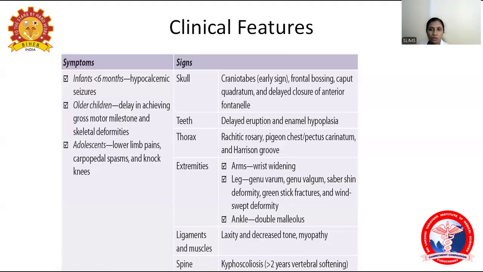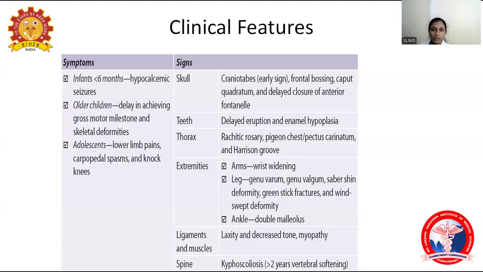The head looks like it has four corners, and there is delayed closure of the anterior fontanelle. That is a very important sign which we look for in all infants who come to us for follow-ups. We see whether the AF, which usually closes at 16 to 18 months, is big or small, and whether it appears to be closing. Teeth: there is delayed teeth eruption, and for those who come, there will be enamel hypoplasia.